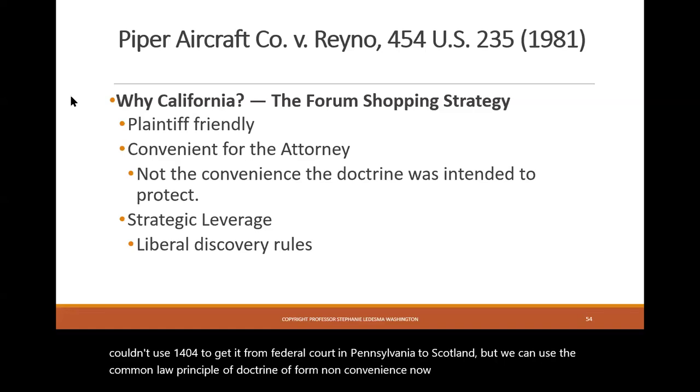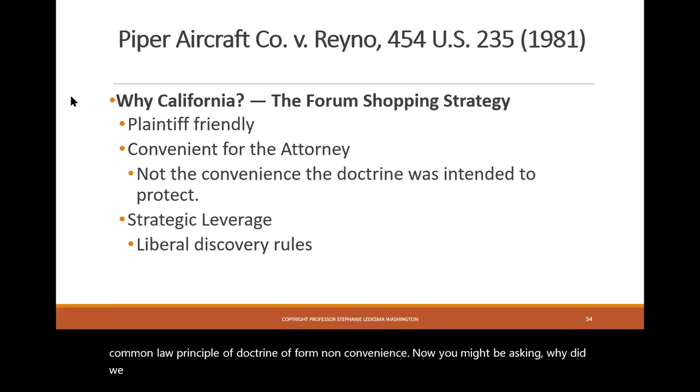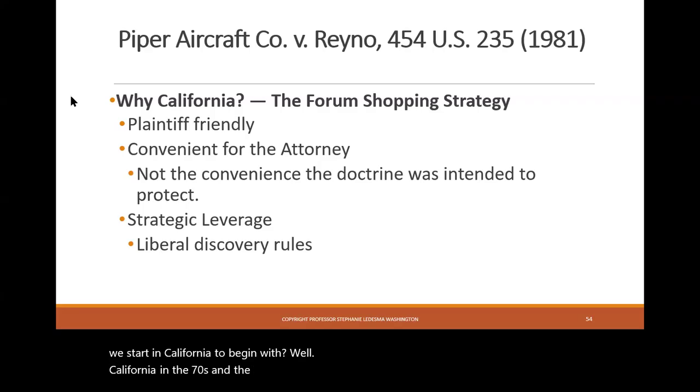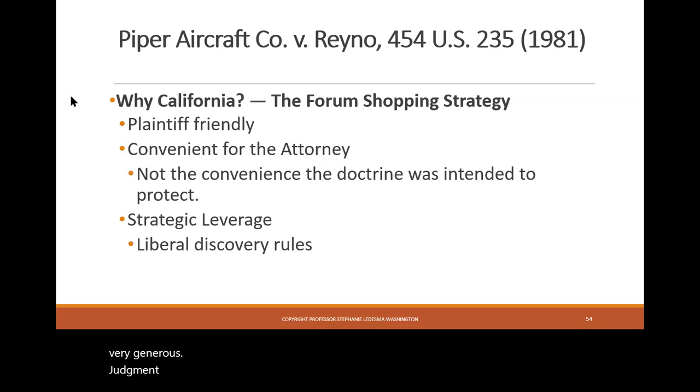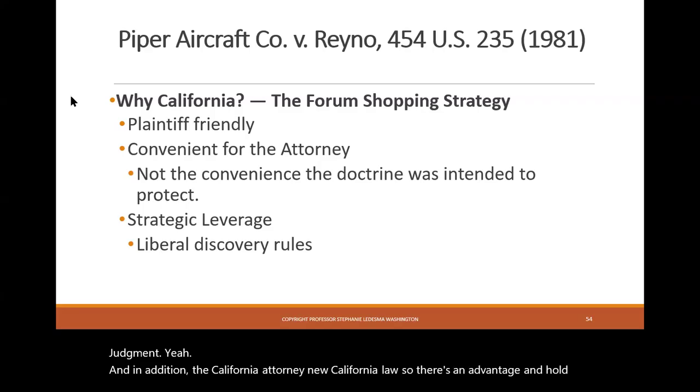Now, you might be asking, why did we start in California to begin with? Well, California in the 70s and the 80s had the most expansive tort doctrines in the United States, right? And if a case was based on strict products liability, then California was known to award very generous judgments. In addition, the California attorney knew California law. So there's an advantage. And hold on, we're not done.